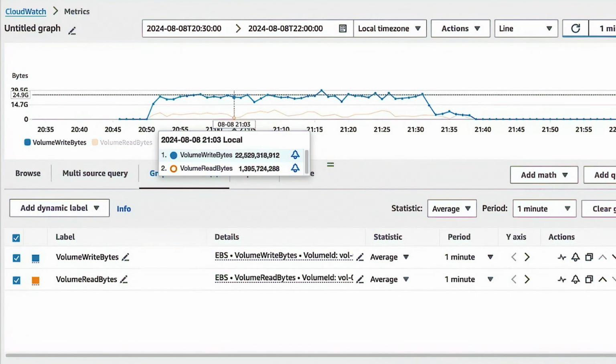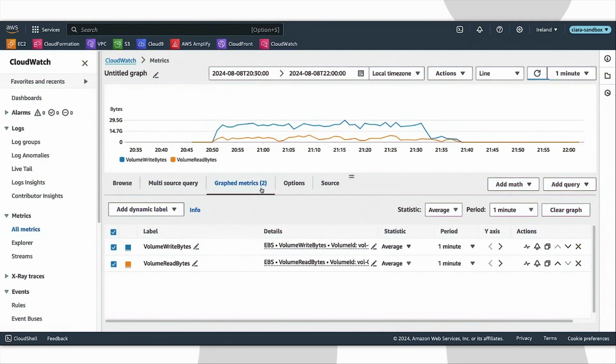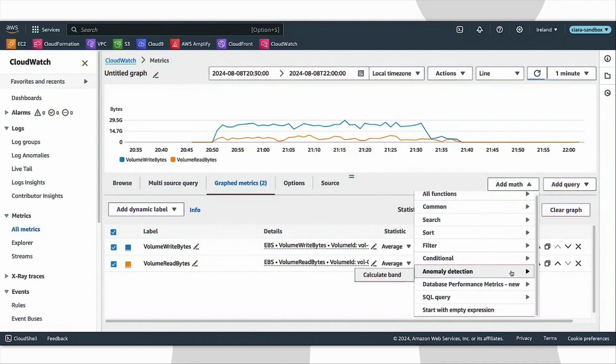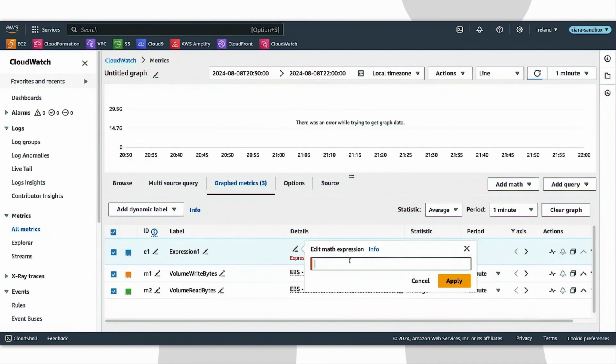And in order to get a more readable format for us, I'll use an expression to calculate the throughput. To do this, we'll add the volume write bytes and the read bytes for the time period and divide it by 60 seconds to get the throughput for that minute. So what we do is we come into the graph metric section, select the drop down, and what we want is an empty expression. And we're going to use this expression here.